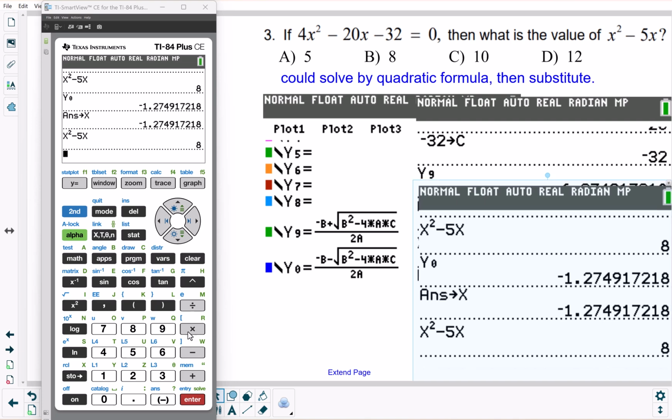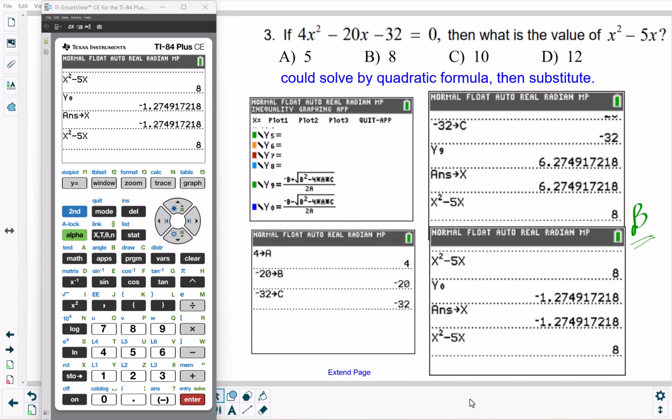So B is the answer. If I went too quickly, here are my screenshots to see how I did this.